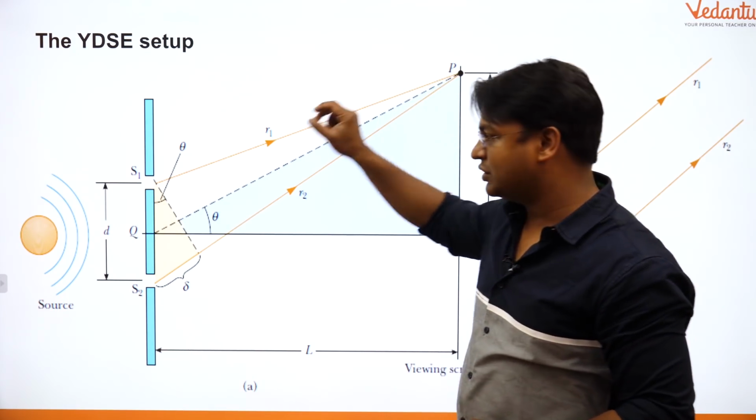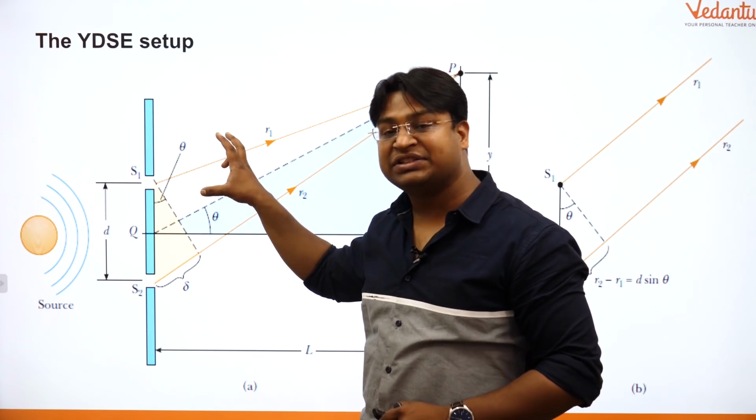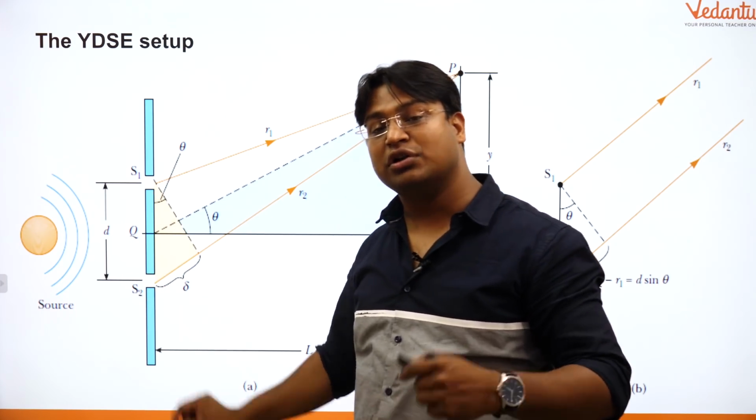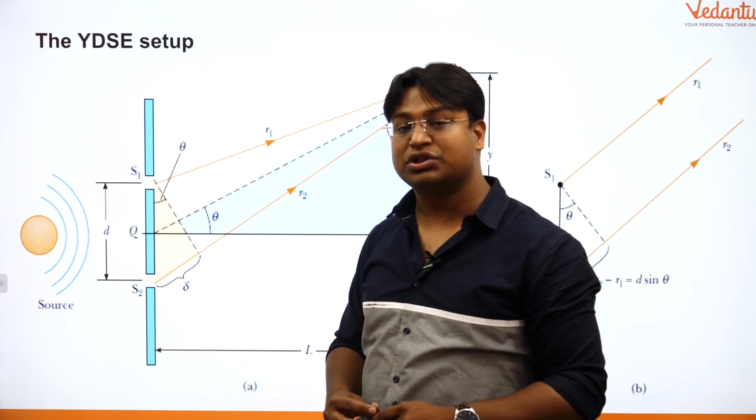light from both, because light moving through slit S1 has spread on the entire screen. Light moving through S2 has also spread on the entire screen. So any point of screen is now receiving light from both the sources.